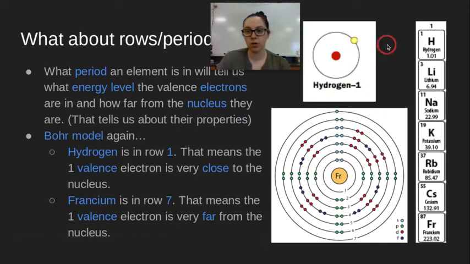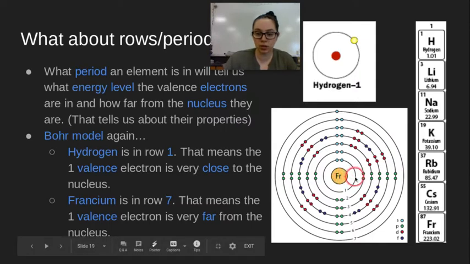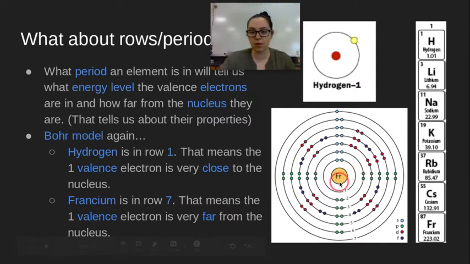So the row that it's in tells you how far away the valence electron is. This also tells you the relative size of the atom. Every time we add an energy shell, and we're talking about sizes, francium is much bigger because it has more shells than hydrogen does. So periods help.